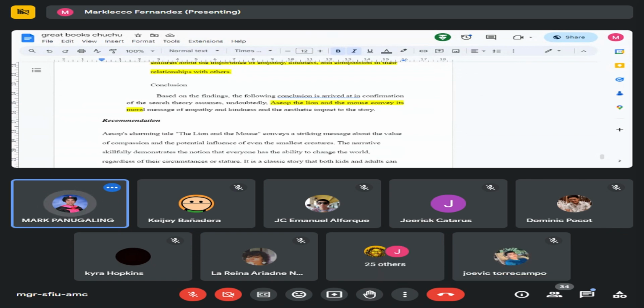So that's it. Aesop's undoubtedly, period, theory assumed, period.